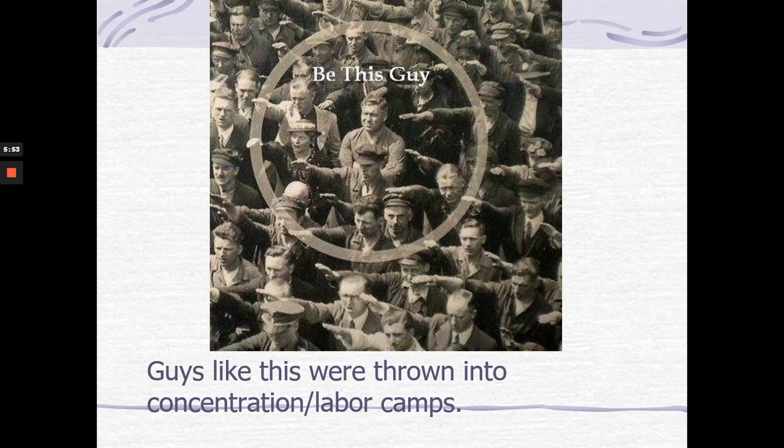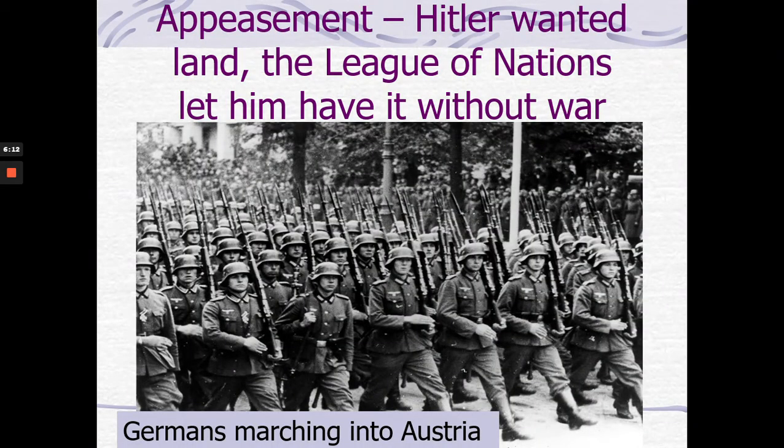And so I've seen this poster a million times. Everyone's going, Heil Hitler, and this guy's like, I ain't heiling nobody. Well, you know what happens to guys like this? They get thrown into concentration camps. So remember that. If you want to do that, you want to be brave, fine, but you have to face the consequences. Okay? And so everyone kept appeasing Hitler.